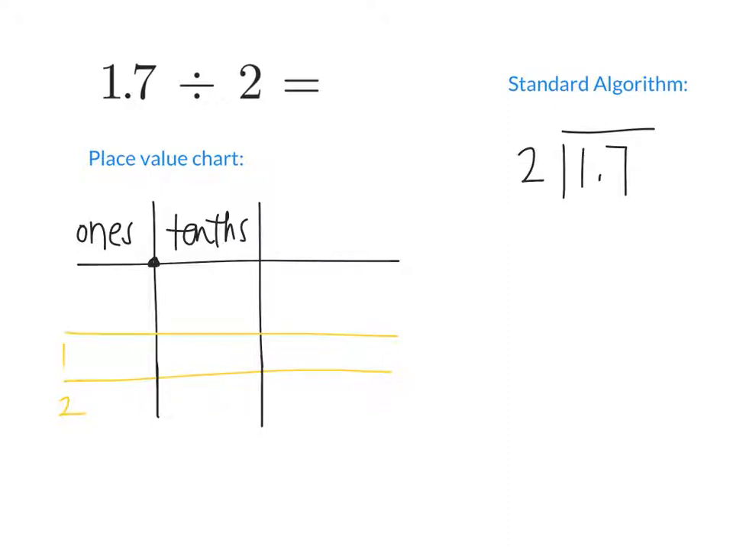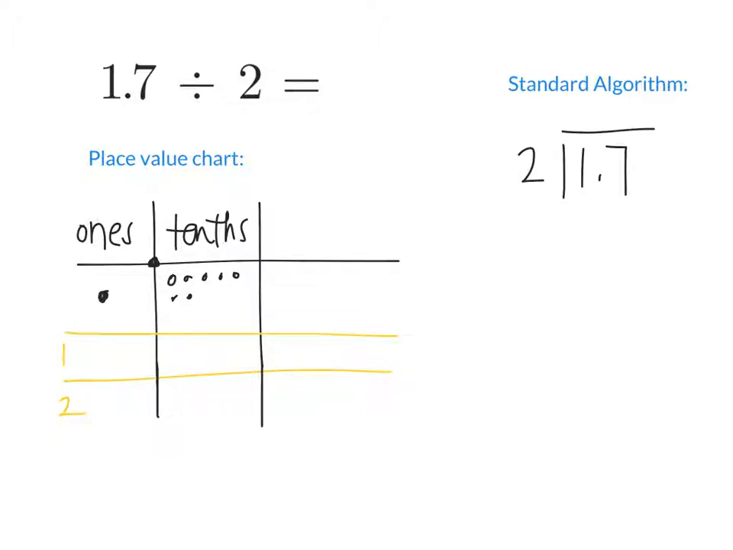Okay, at the top, we're going to draw in the dots to show what we have. How many 1s do we have? 1. Okay, draw yourself 1 one there. How many tenths do we have? 7. Draw yourself 7 dots. 1, 2, 3, 4, 5, 6, 7. Okay, let's start to divide.